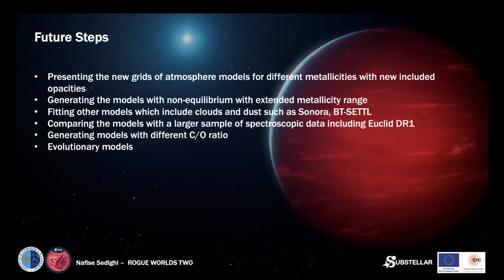Future steps for this work are working on different metallicities, and because the step is now 0.5, we are thinking of having smaller steps for the grids. We will also update the opacities, adding more opacity files in ATMO, and converge the models for non-equilibrium, different C/O ratios, and at the end we will use this whole grid of atmosphere models to produce the evolutionary models.